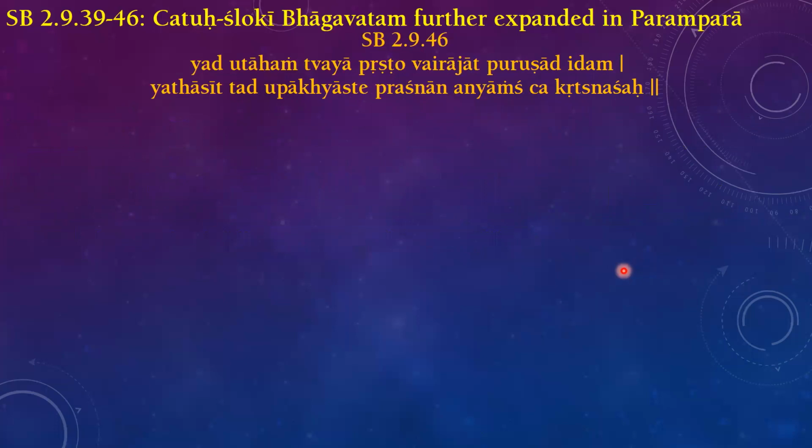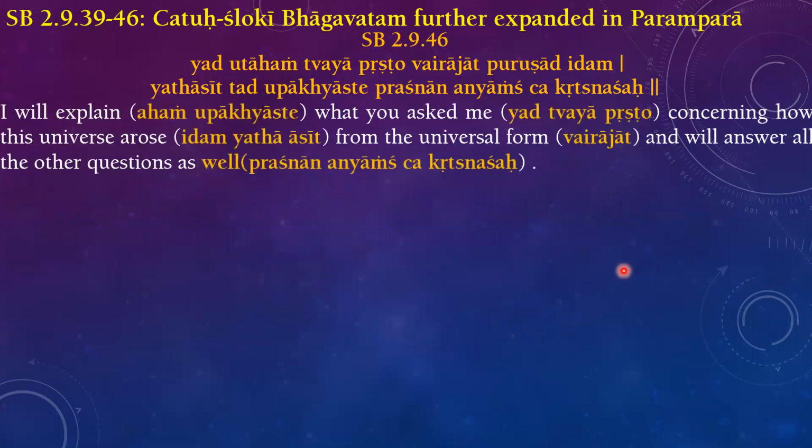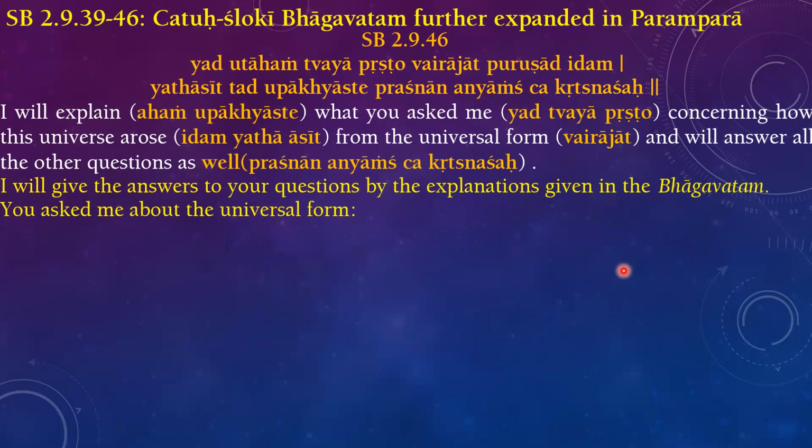Yad utaham tvaya prishto vairajat purushad idam yatha asit tad upakhyaste prashnan anyams ca krtsnashah. I will explain what you asked me concerning how this universe arose from the universal form, and will answer all the other questions as well. In the previous chapter, Parikshit Maharaj asked so many questions, starting with the universal form, etc. I will give the answers to all your questions by the explanation given in the Bhagavatam.